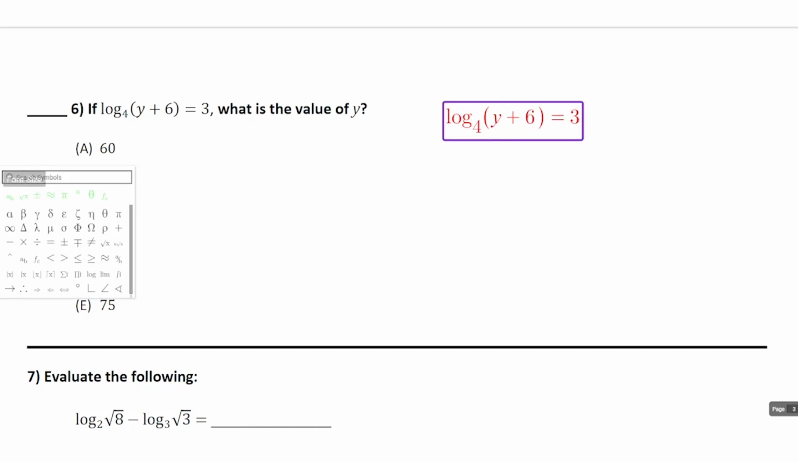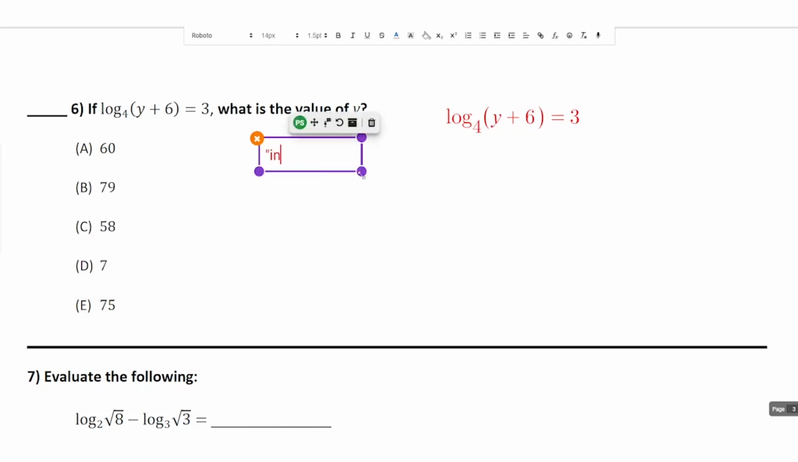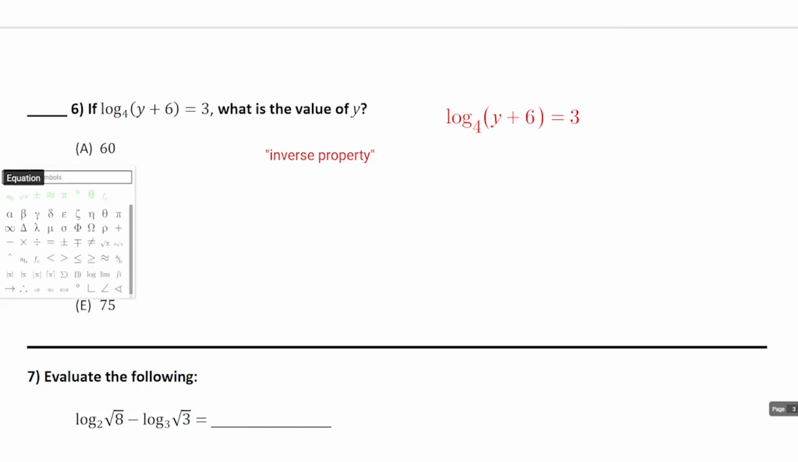So the way to solve this is using something called the inverse property, where we are going to invert this equation and rewrite it as an exponential function. So it is good to know that logarithmic functions and exponential functions are inverses. They invert each other. So you can rewrite a logarithmic equation as an exponent. And the way we do that is whatever's in the parentheses, y plus 6 in this case, is going to equal the base, which in this case is 4, raised to this exponent.